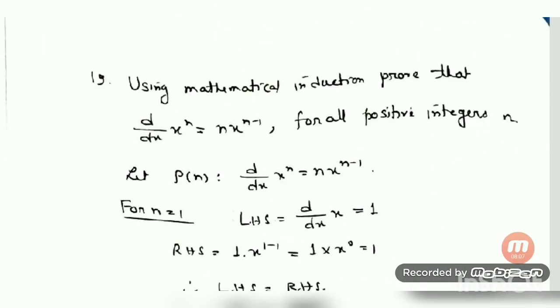Now let us go to the next question, number 19. Your question number 19 is: using mathematical induction, prove that d/dx of x to the power n is n x to the power n minus 1 for all positive integers.